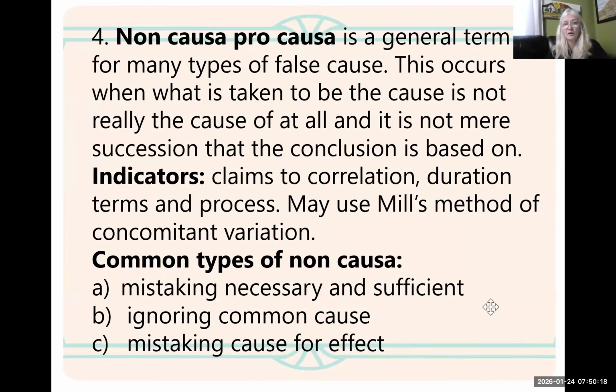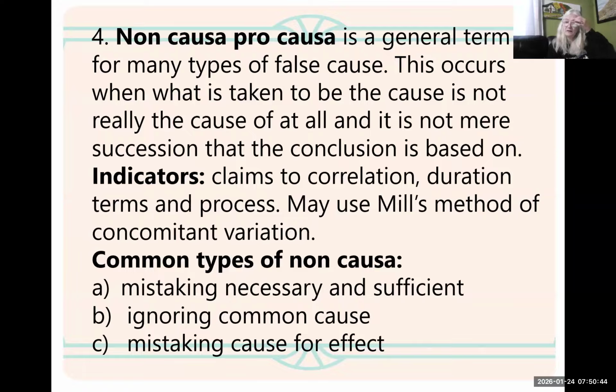Finally, non causa pro causa. This is a general term for many types of false cause. This occurs when what is taken to be a cause is not really the cause at all, and it's not merely succession that the conclusion is based on. Indicators include claims to correlation, duration terms, and process terms. This may use Mill's method of concomitant variation.